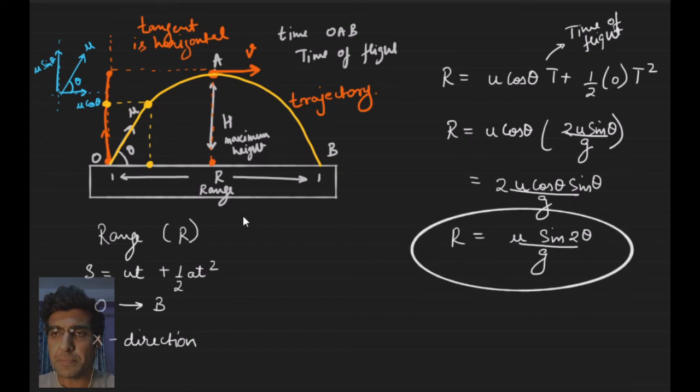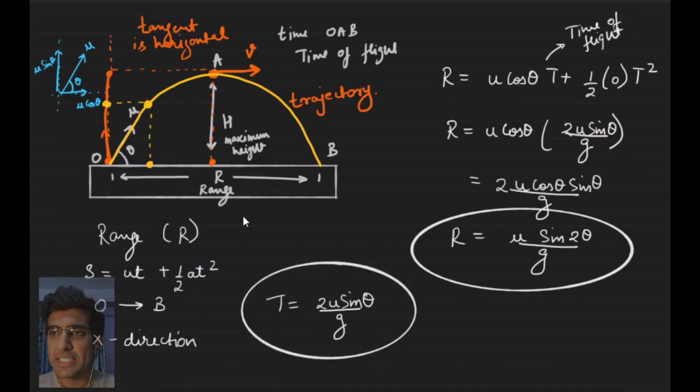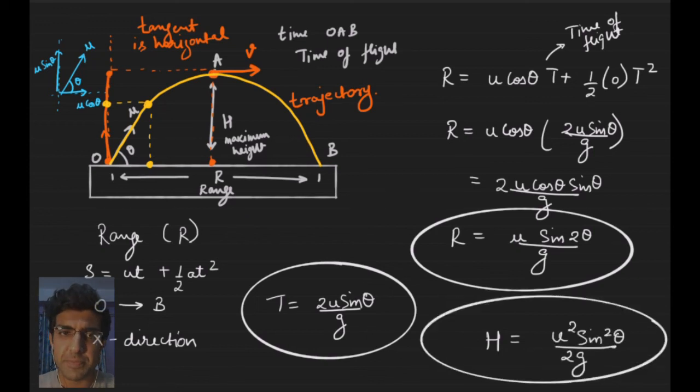Putting all these variables in the equation, we get the range equal to u square sin 2 theta by g. We have also calculated the other two quantities: the time of flight, 2u sin theta by g, and the maximum height, u square sin square theta by 2g. I think this concludes the session. We have all the variables.